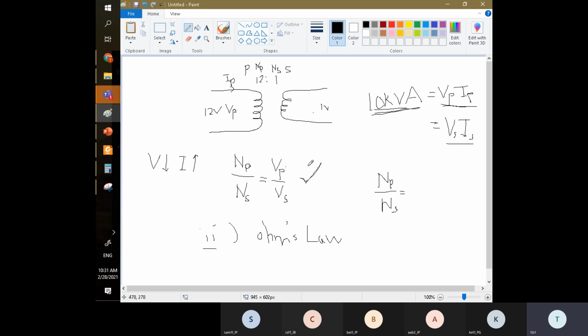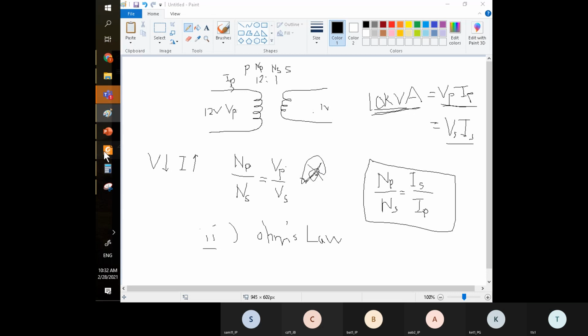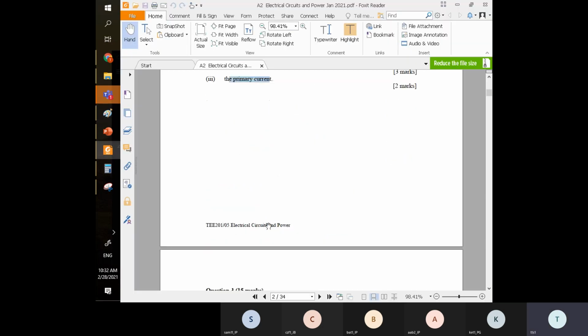So you cannot use this equation. It's totally opposite. IS over IP should be the opposite of the voltage ratio, in logic. So by using this equation, you can find part 3. Okay, and that's it.